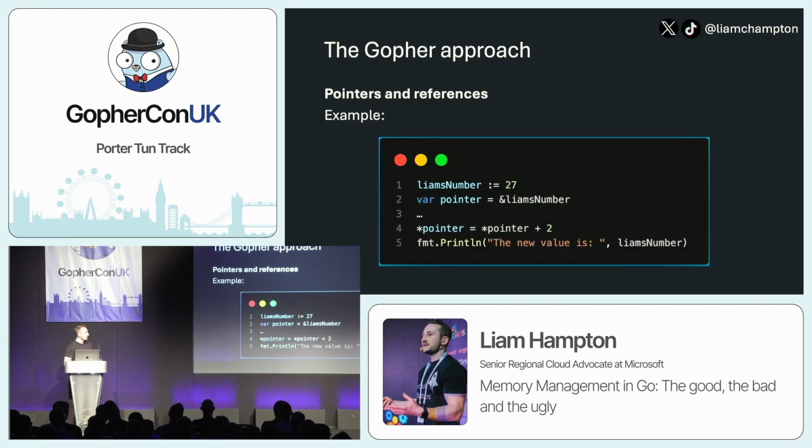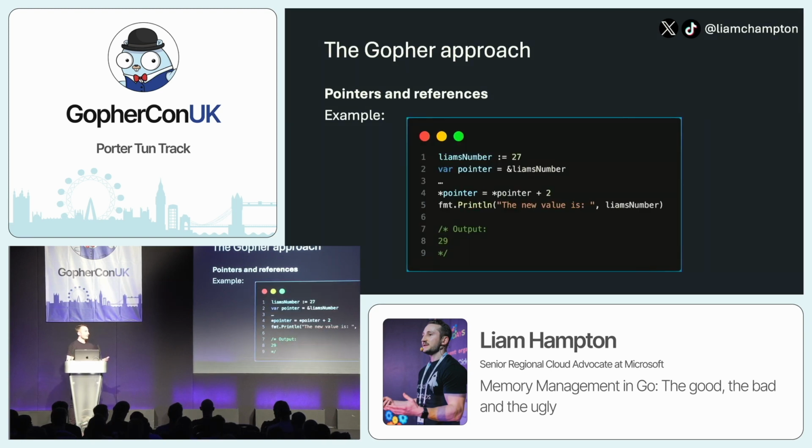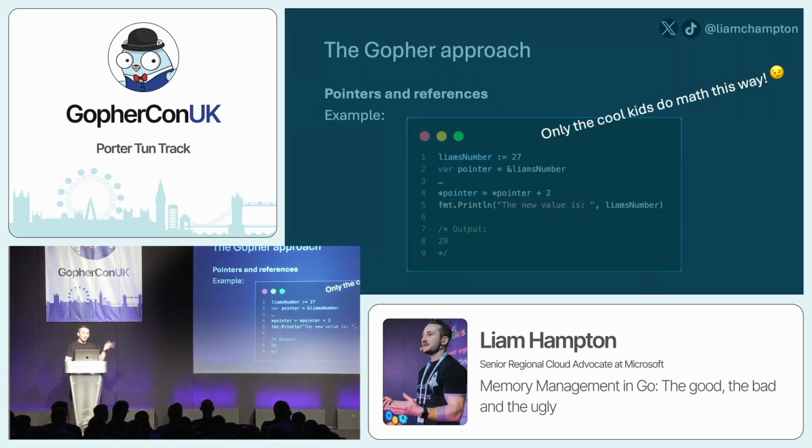So same example, same code, just a little bit different at the end. We're taking the dereferenced value of pointer is equal to the dereferenced value of pointer plus 2. It's all good knowing that you can access the memory and you can see what's living in the memory, but what can you do with it once you have it? Well, you can do some arithmetic. So as I expect, I get 29. And that's right, only the cool kids do maths this way.